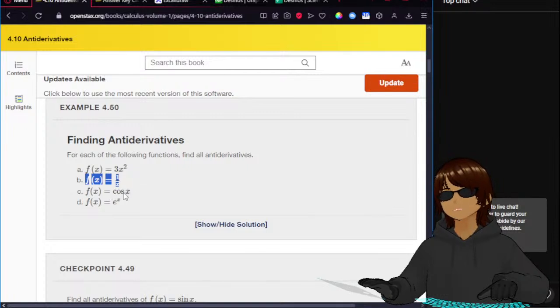Derivative of sine x is cos x. So the answer here would be sine x plus c. And for d it would be e to the power of x plus c.